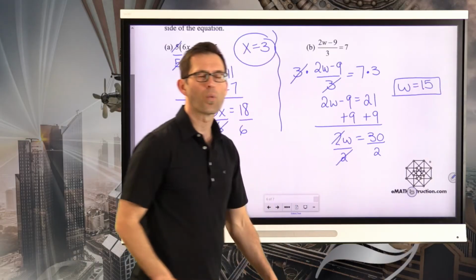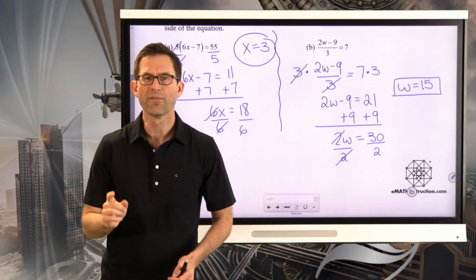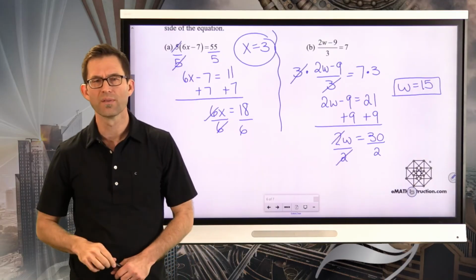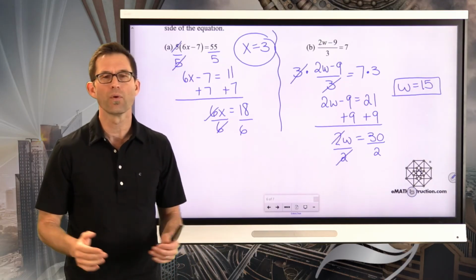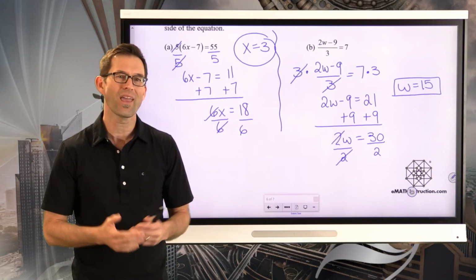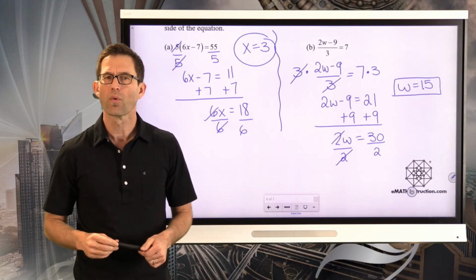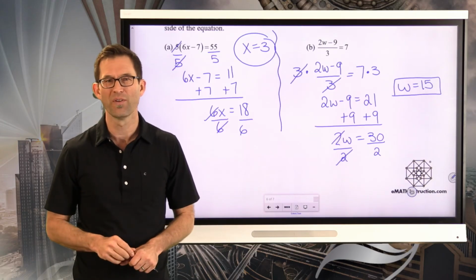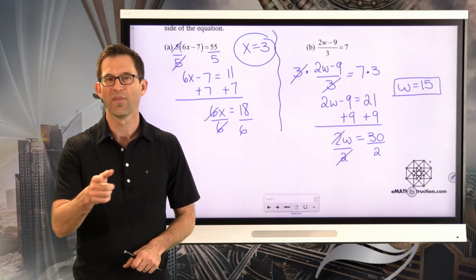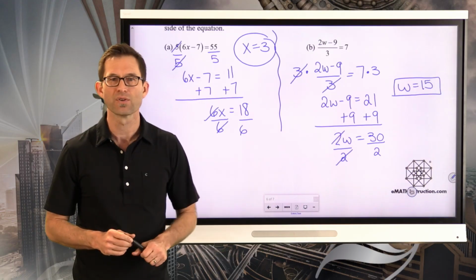Again, this technique works beautifully if the variable shows up once and only once in the equation. If it shows up more than once, then we really can't use this. We've got to do some combining like terms and other work in order to really get the variable to only be in the equation once, so we can then isolate it using these various operations.